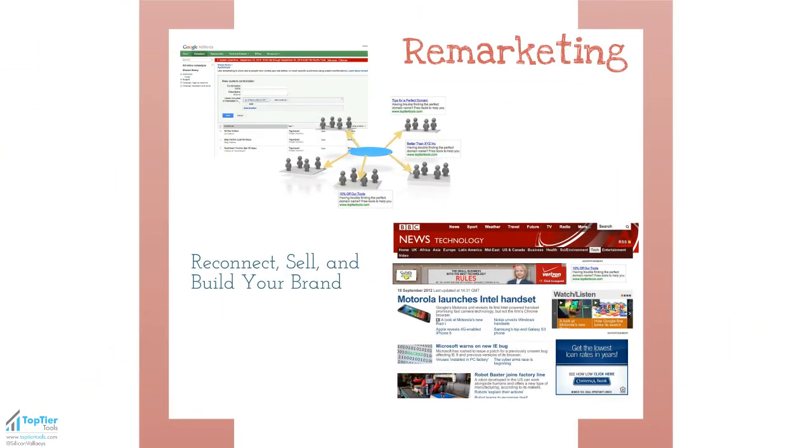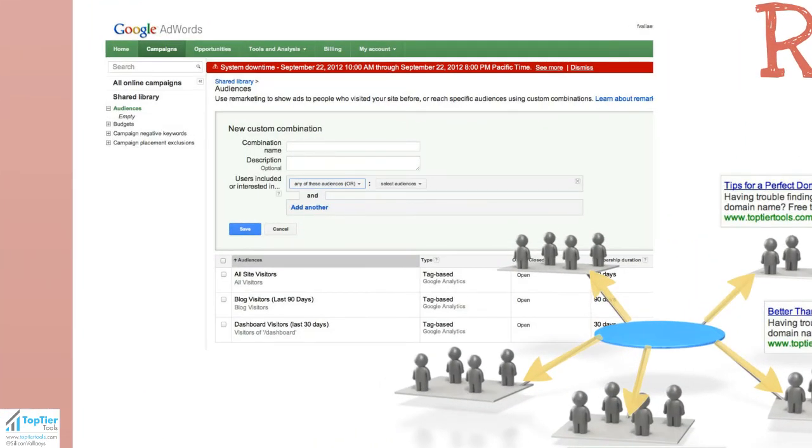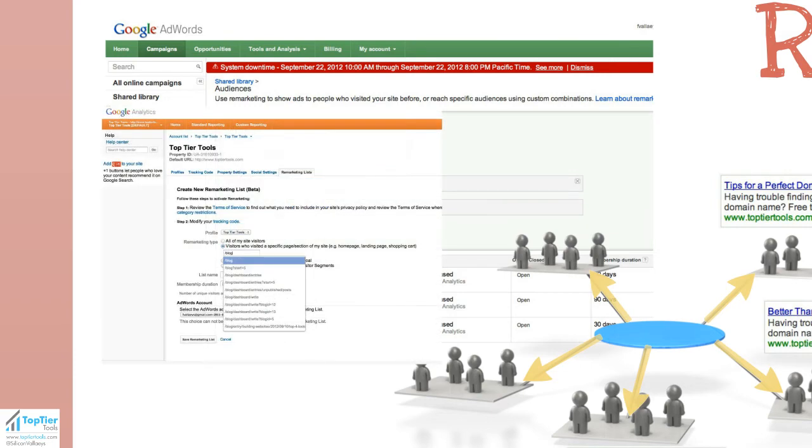Now that you've built a remarketing list, you have to figure out how to make use of that, right? So now you're going to look at how do I reconnect with these potential customers, and how do I sell to them, and how do I maybe even build a little bit of a brand for myself. And here's what you do. You can go into Google AdWords, where you've taken the JavaScript to place cookies on people's computers, and you can use that to make your remarketing lists. You can take them individually or you can combine them. But all in all, this is not very powerful. This is pretty basic functionality. Personally, I much prefer Google Analytics.